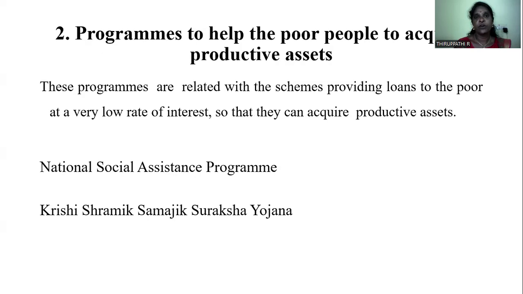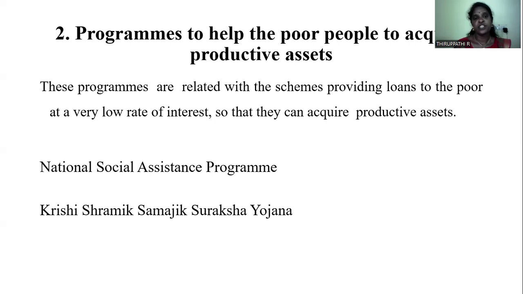The next is the programs to help the poor acquire productive assets. These programs are related to schemes providing loans to poor people at a very low rate of interest so that they can acquire productive assets. The first program is the National Social Assistance Program. This program was introduced during the year 1995-96. The aim of the program is to improve the standard of living of the poor people.